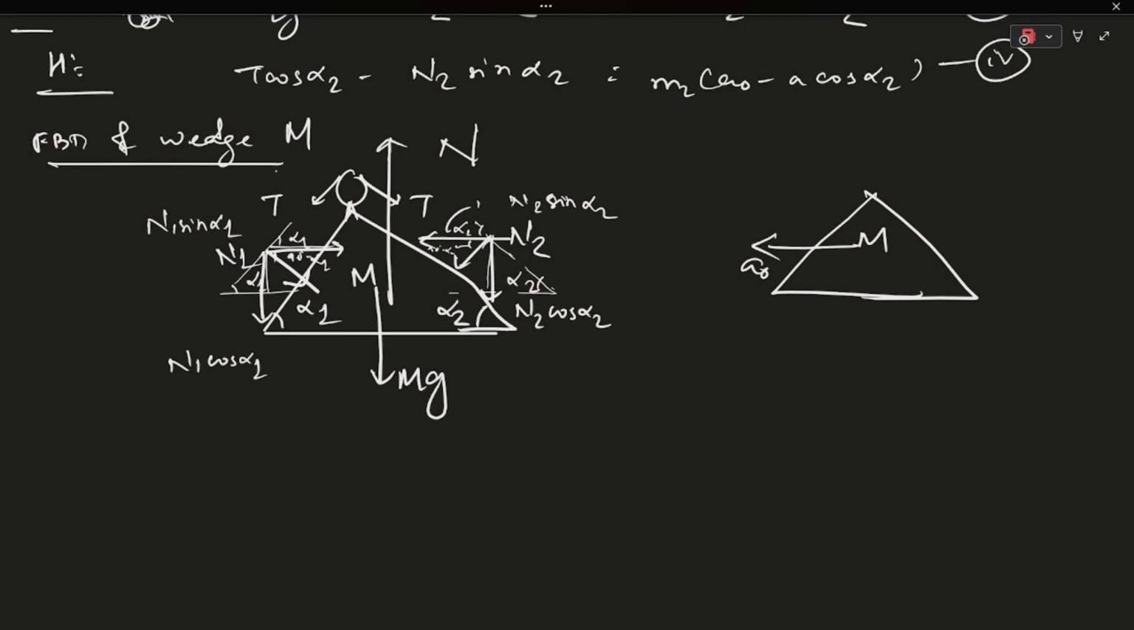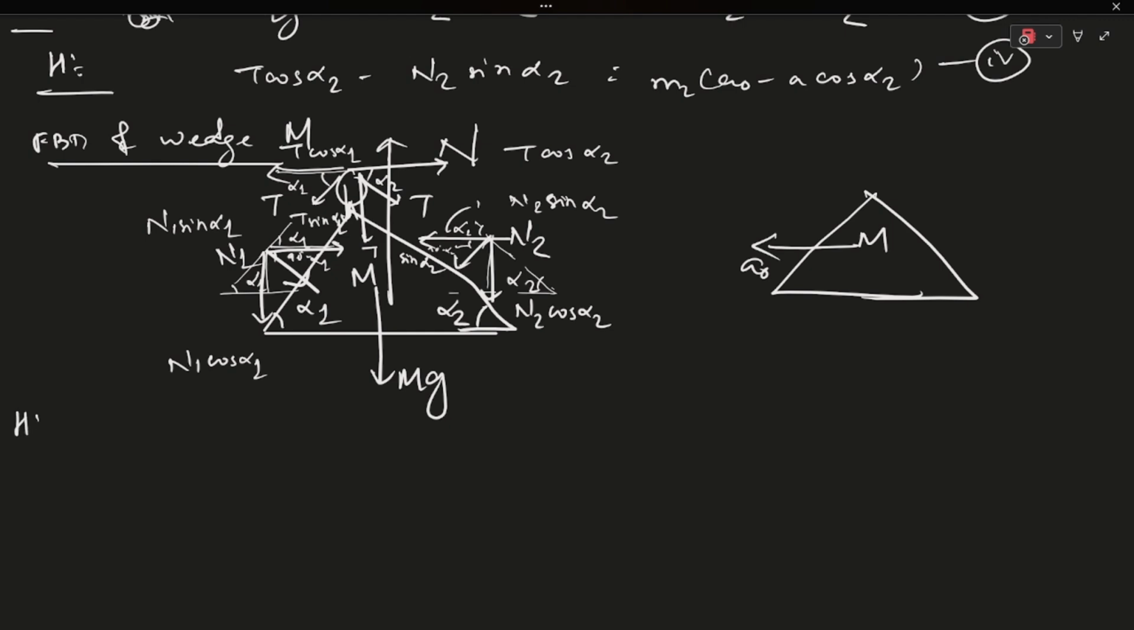Now resolving tension. This angle is alpha 1. This is alpha 2. Tension components in the horizontal direction: T cos alpha 2, T sin alpha 2, T sin alpha 1, T cos alpha 1.